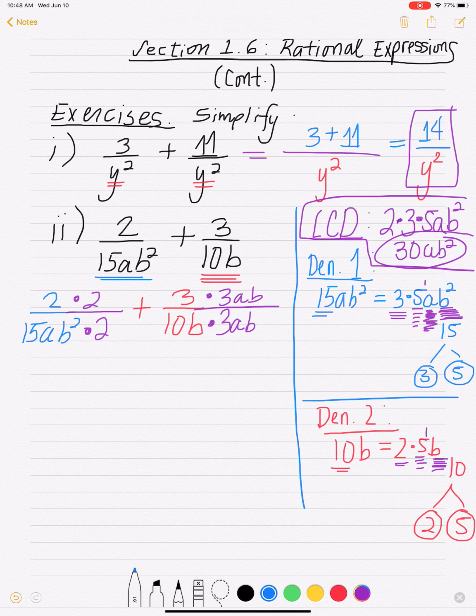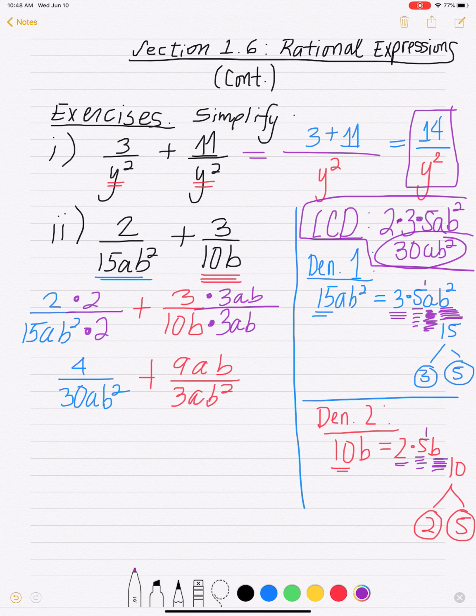So now we're actually going to do the multiplications in each individual fraction. The first fraction, we have 2 times 2 on top, it's 4. The first fraction's denominator, we have 15ab squared times 2. That's going to be 30ab squared. All right, then we have the plus sign. Then in the second fraction, we have to multiply what's on top. 3 times 3ab is going to give us 9ab. And then multiply what's on bottom. 10b times 3ab is going to be 30ab squared.